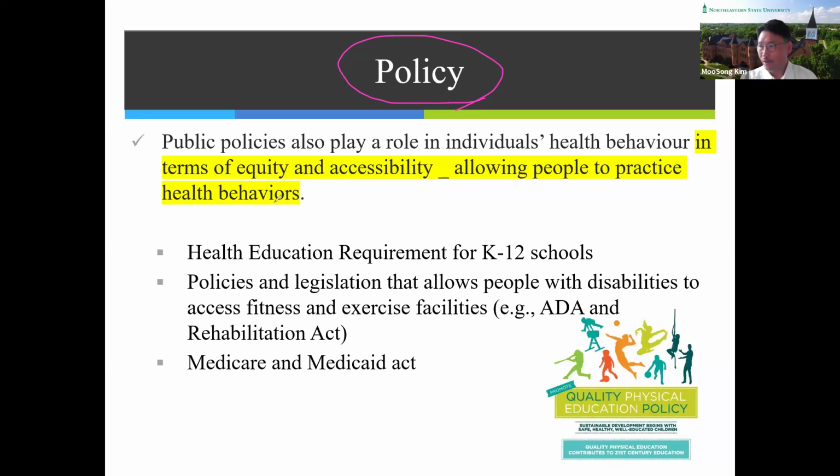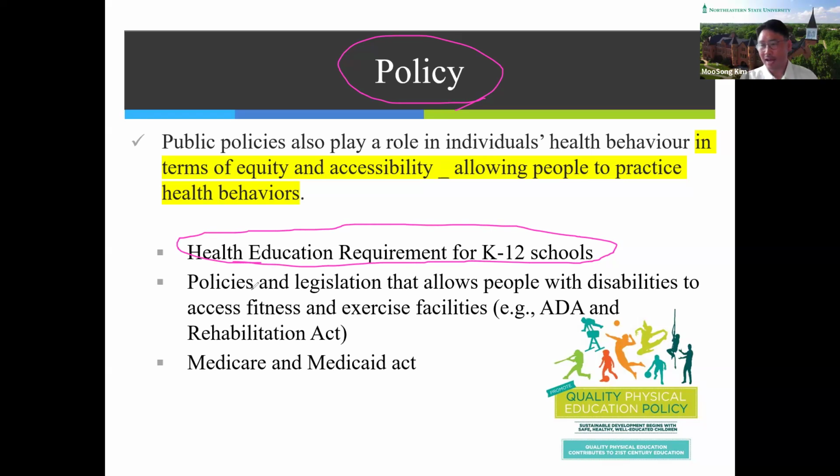For example, the health education requirement for K-12 students. This policy, this law, requires all students in K-12 schools to develop knowledge about health behaviors in class. So this allows all students in K-12 schools to have the same opportunity to develop health knowledge, right?